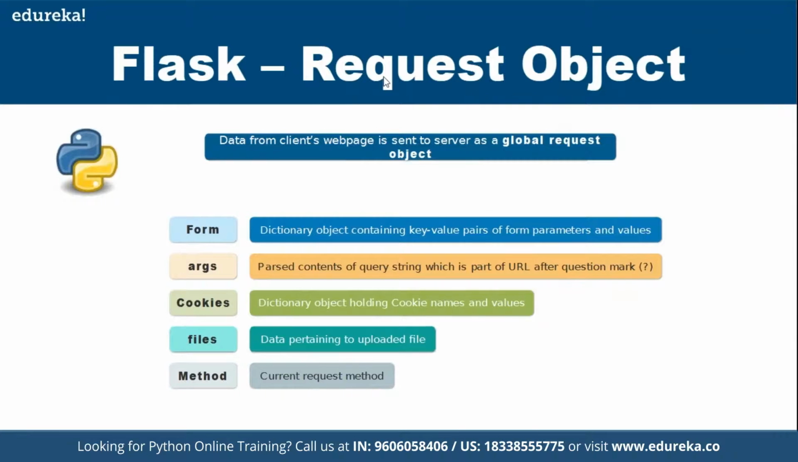And every request object which Flask processes contains all this information. Form will have the key-value parameters of whatever form parameters you pass. Args means when you pass URL parameters, the query string, those will be passed as part of args. Cookies, if there are client cookies, are passed as part of this key. And if any files are uploaded, they are part of this key. And the method, whether it's a get, post, put, or delete method, all that will come here. The HTTP methods we are talking about here.